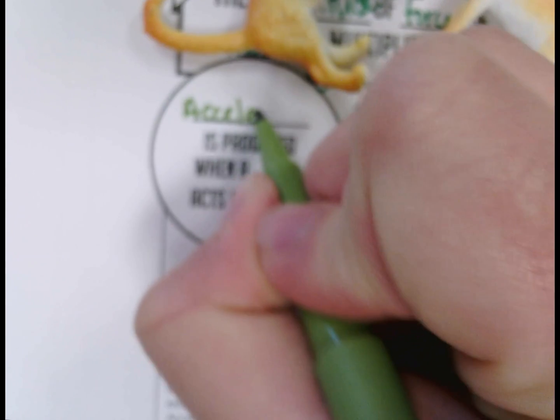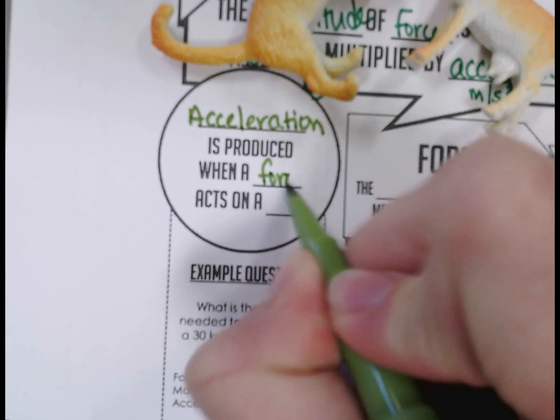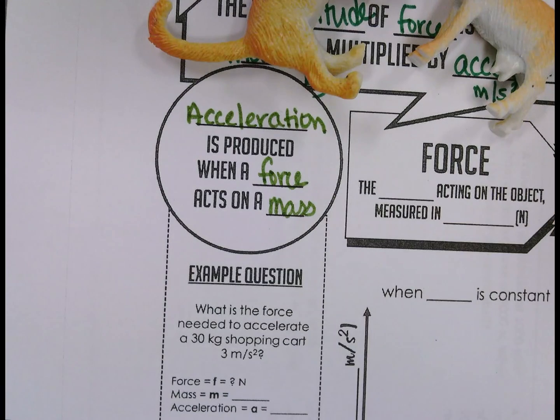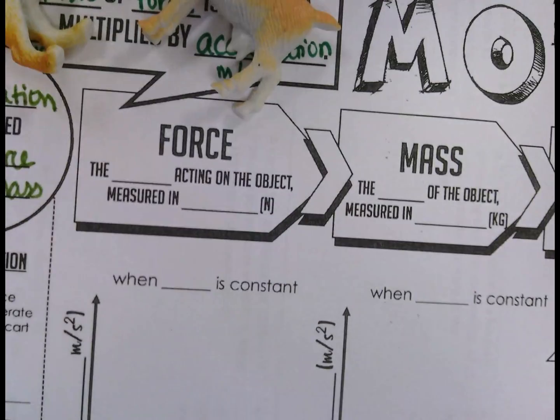Acceleration is produced when a force acts on a mass. An object can accelerate with a large push, or anything similar to that, I suppose. So now we have force, we have mass, we have acceleration. So we're going to be working on those next.